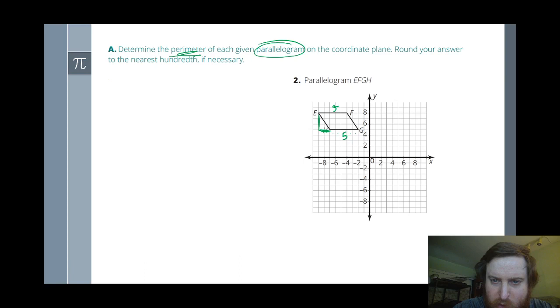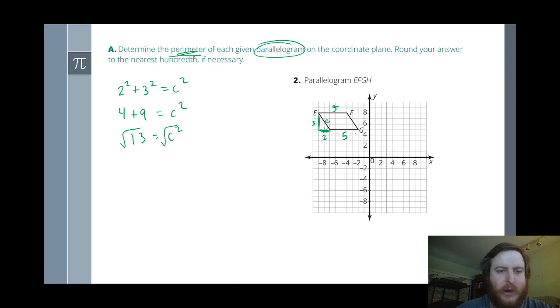I know it's going to be a number in between 3 and 4 because the square root of 9 is 3 and the square root of 16 is 4. So it's going to be somewhere in between 3 and 4. And when you type it in your calculator, you get 3.6056. Remember, I said I want you to go out to 4 decimals until the final answer.